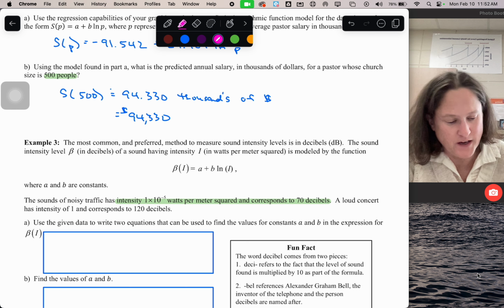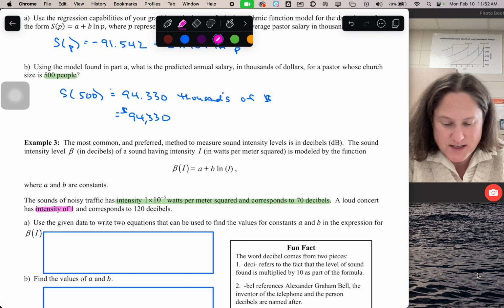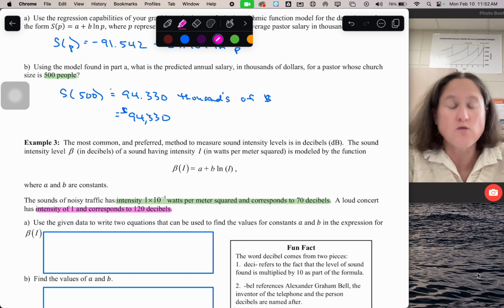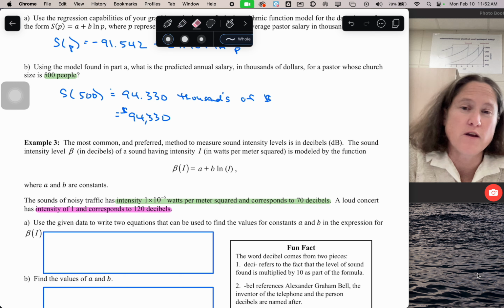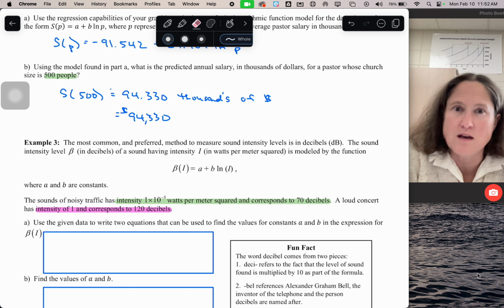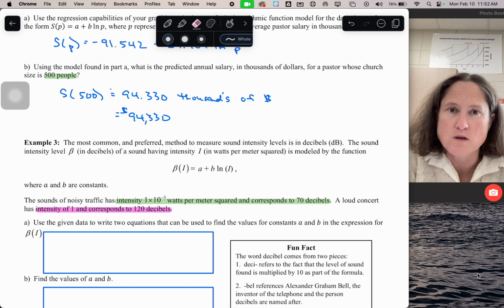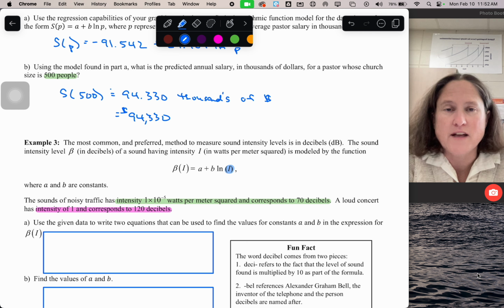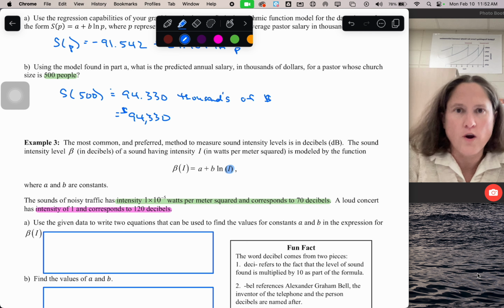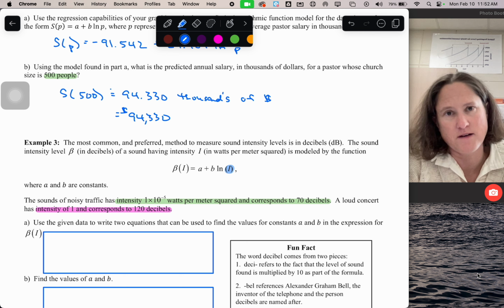Then we're also told that a loud concert has an intensity of 1 and corresponds to 120 decibels. So if we think about this in terms of our equation, ask yourself what are the input values and what are the output values. Based on what I'm reading in this equation, the intensity level is the input value because that is my x. That's what the equation is working off of. You need to know the intensity level to be able to find the decibel level.